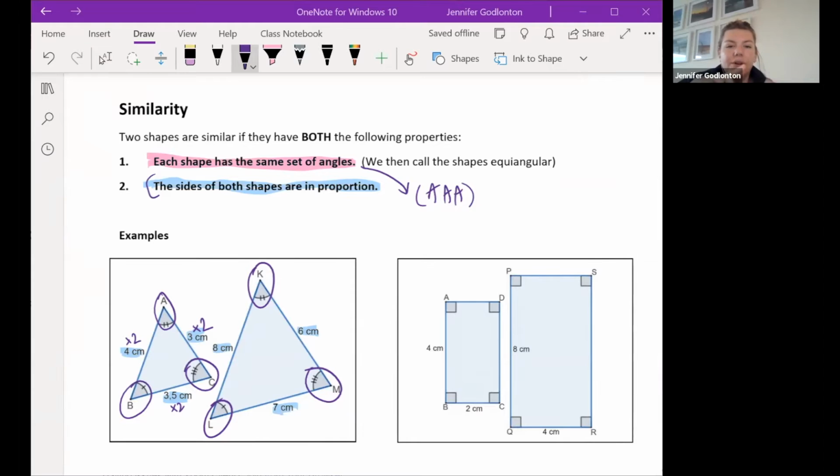So if triangles have exactly the same angles as each other, or if the sides are in proportion, then they are similar to each other. Now, the ones on the right are looking at rectangles. Remember, you can get different shapes that are similar or congruent, but we only look at triangles in the high school curriculum. So we're just going to focus on triangles for the next 3 lessons.